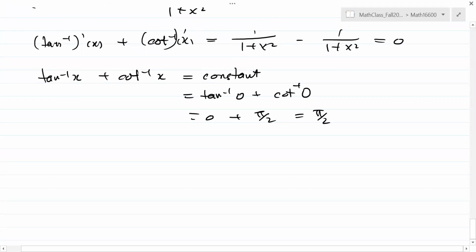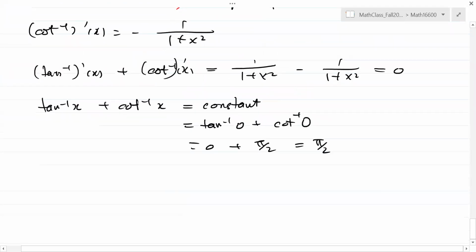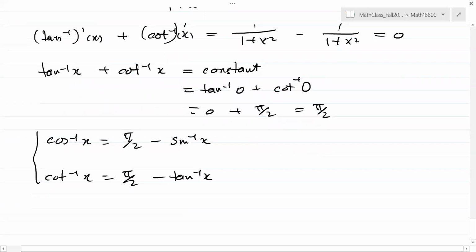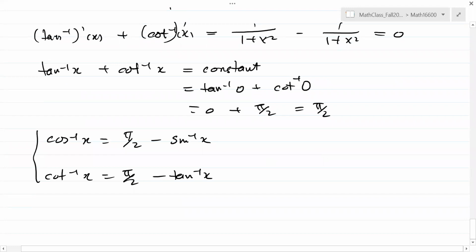So that's the reason, put this way, arccosine x is pi over 2 minus arcsine x. Arccotangent x is also pi over 2 minus arctangent x. So they're not essentially new functions. So in the future, in many problems, we only use arcsine x and arctangent x. We're not going to study other functions.